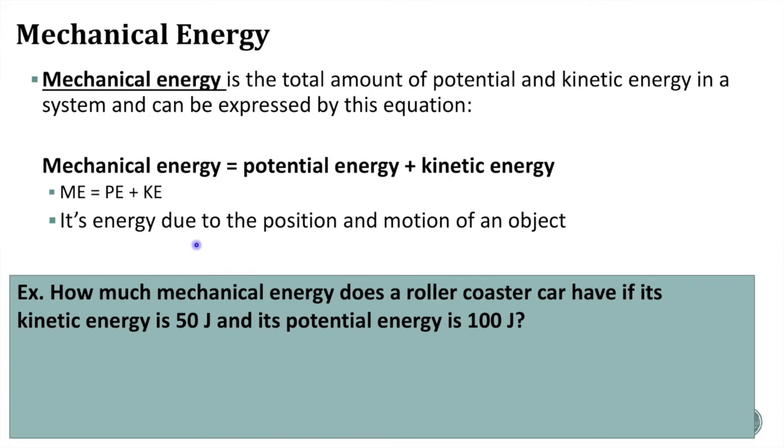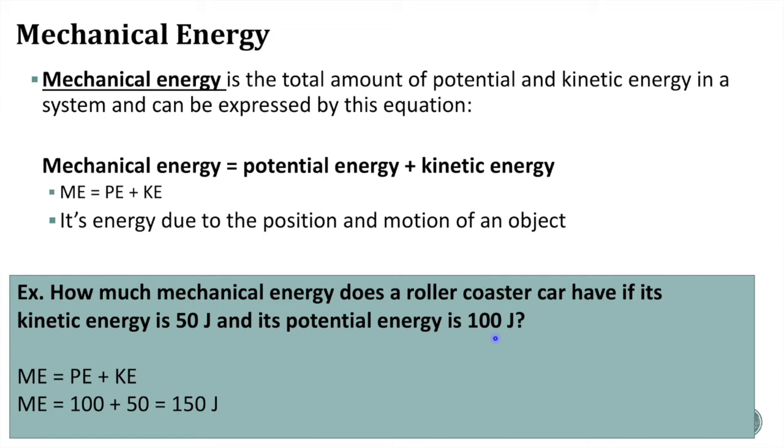It's energy due to the position and the motion of an object, right? So how much mechanical energy does a roller coaster car have if its kinetic energy is 50 joules and its potential energy is 100 joules? The formula is really easy, like the easiest one we've ever worked with. You're just going to add the 2 numbers together and get 150 joules.